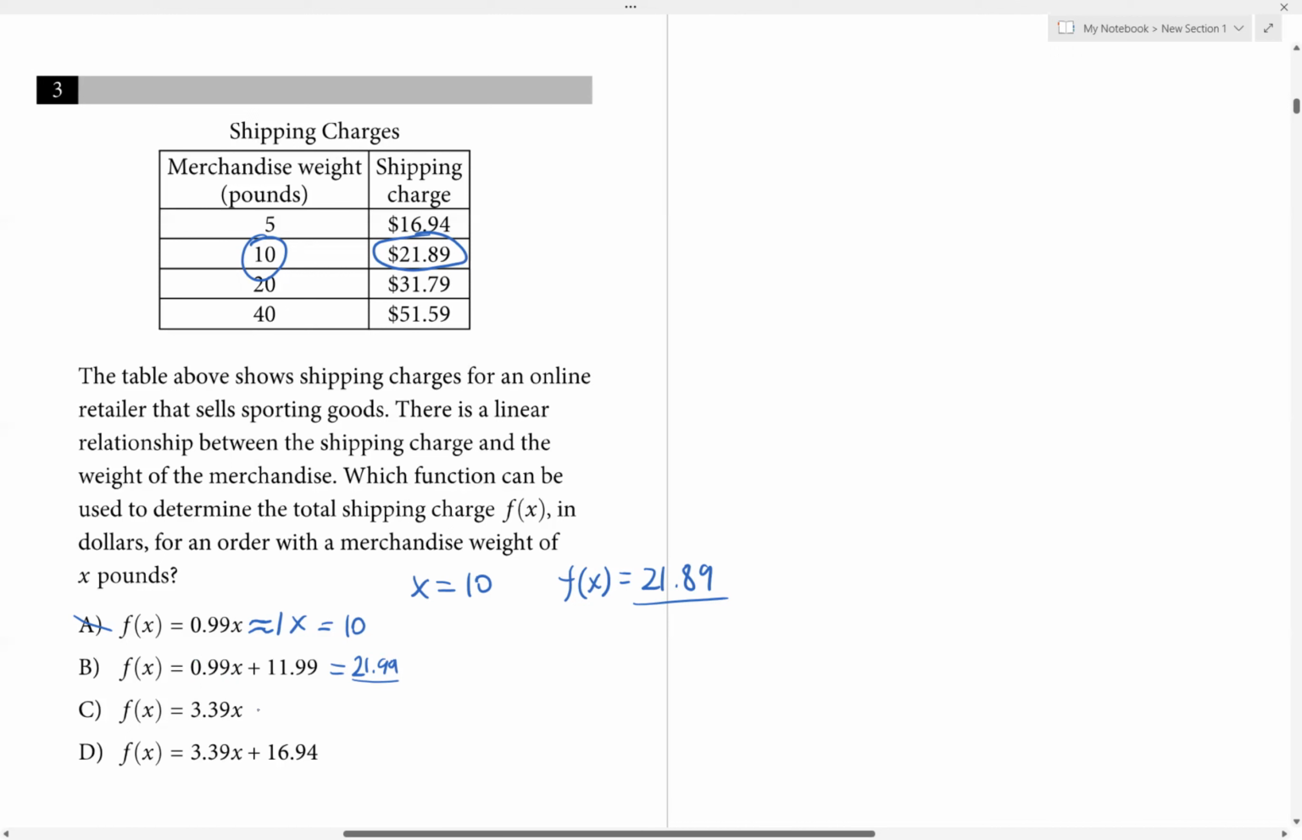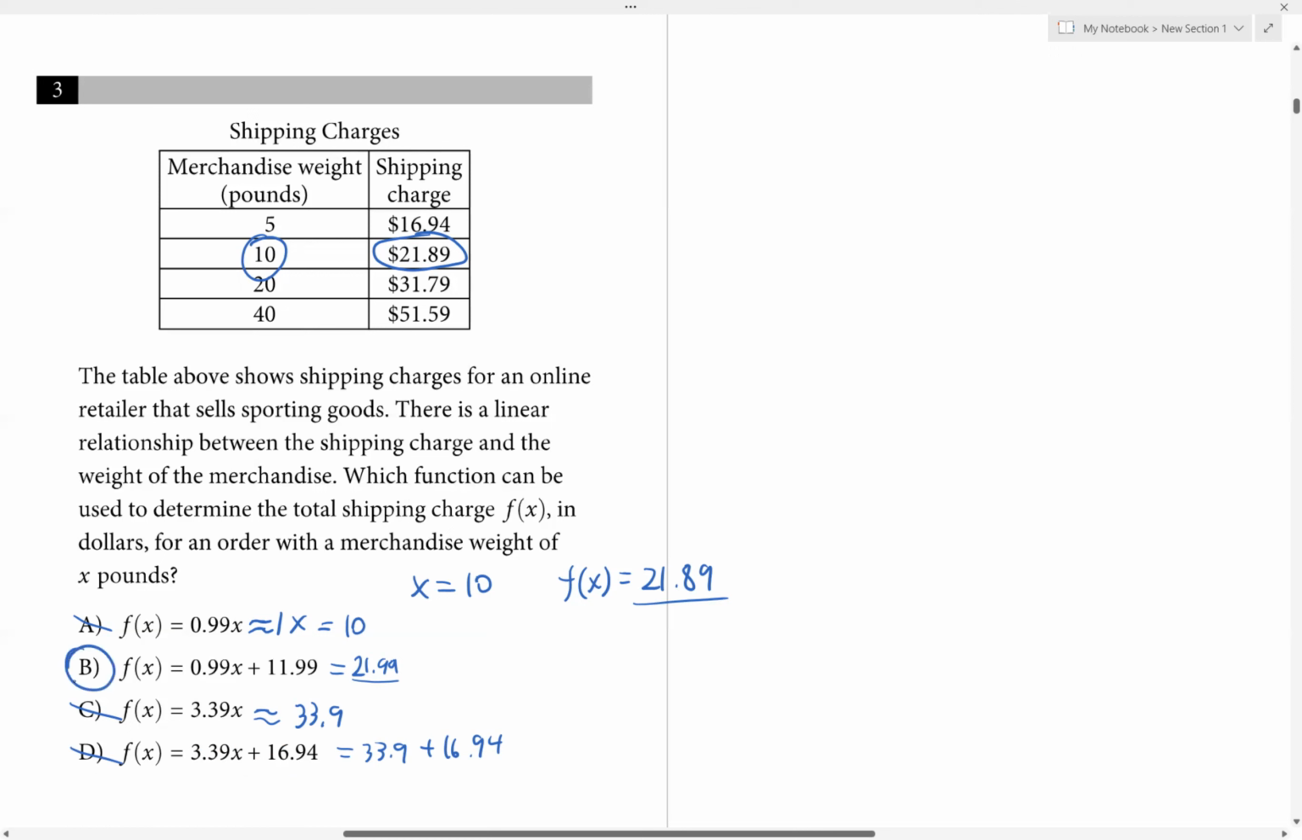Okay, but if you try C real quick, C is going to be about 33.9. You multiply 3.39 times 10 is 33.9. That's not going to work. That's too big, since we want 21.89. And then D will be even bigger because it's like 33.9 plus 16.94. We don't have to solve it; we know that's going to be even bigger. So that's not going to be the answer.